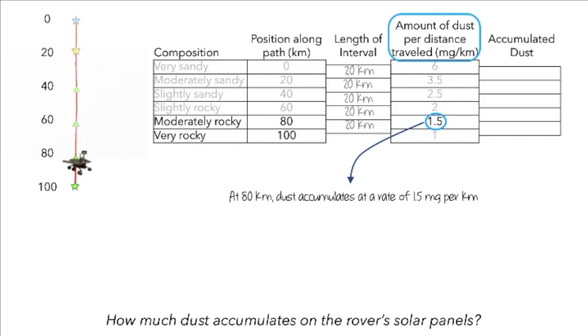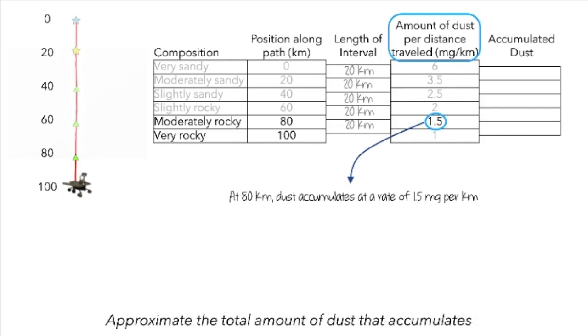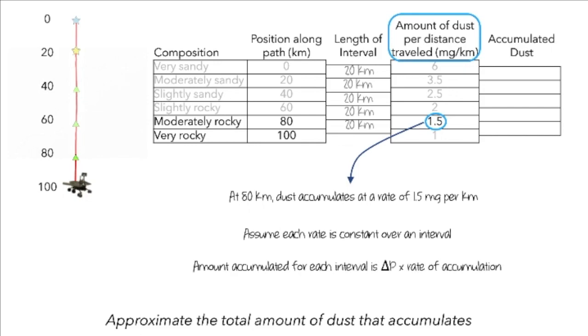Now, as the rover travels from 80 to 100 kilometers, the composition of the Martian surface changes from moderately to very rocky. And we do not know how quickly this change happens. Consequently, we can't find the exact amount of dust that accumulates over this interval. The best thing we can do is to approximate the total amount of dust that accumulates on the solar panels. To do this, we need to assume that each of these rates is constant over the corresponding 20-kilometer interval. Then, to find the amount of dust that accumulates for each interval, we will multiply the change in position over that interval by the rate of accumulation.